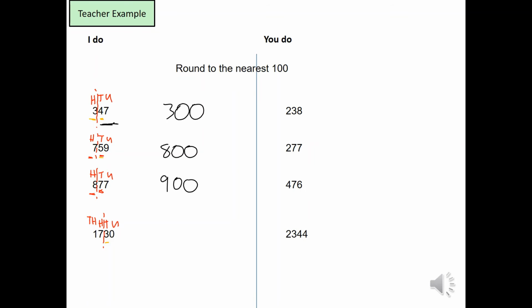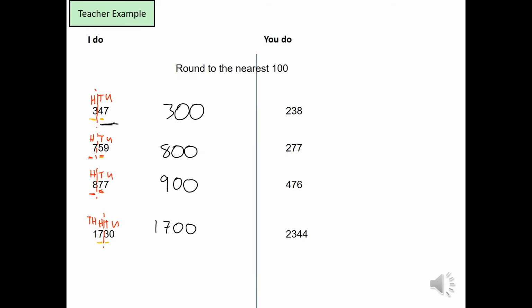Is it a 4 and below? Yes, it is. It's a 3, so it is 4 and below. We're going to round down. So the 7 will round down and remain the same as a 7. And the rest of the values on the right hand side will turn into a 0. So that becomes 1700. What I would like you to do is to pause the video, have a go at the you do section, and come back and I'll go through the answers myself.